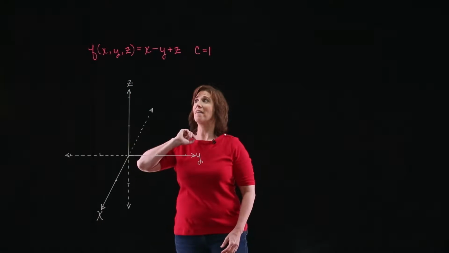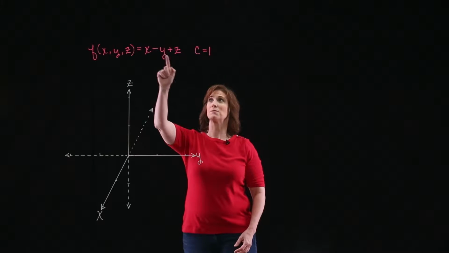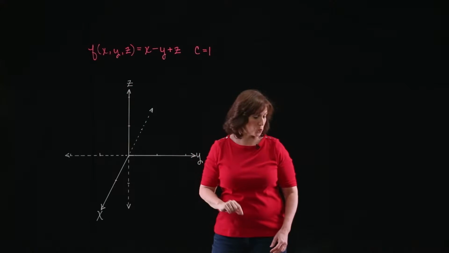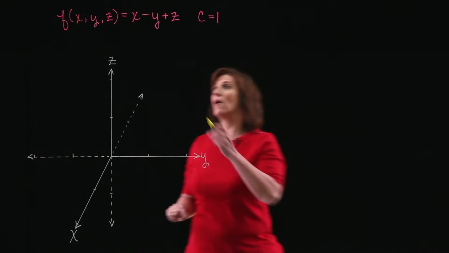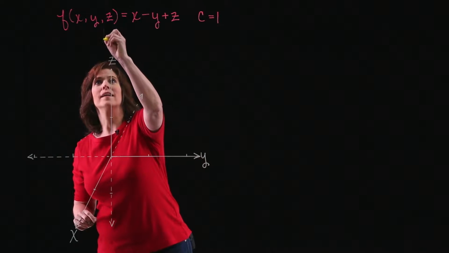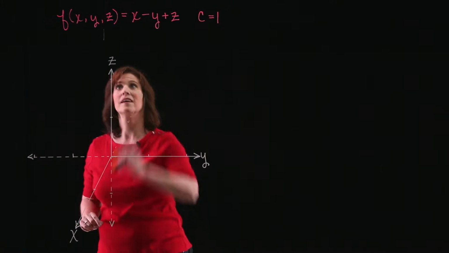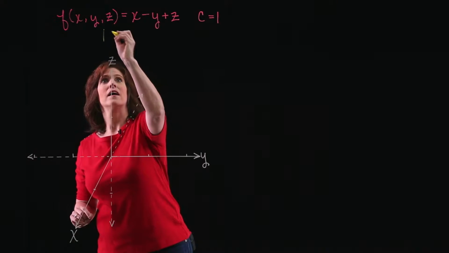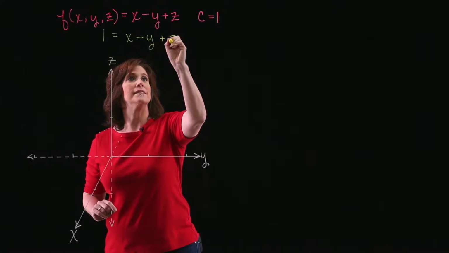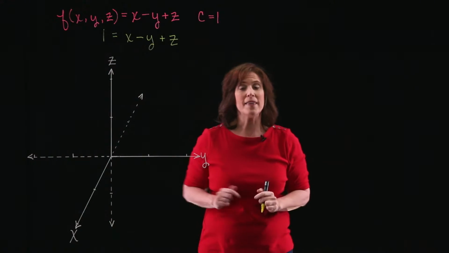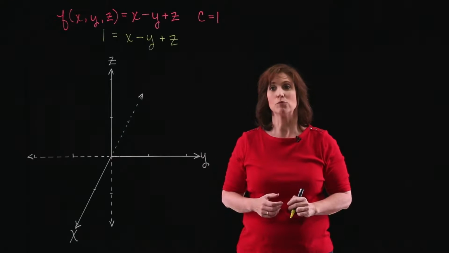In this example, we're going to describe and sketch the graph of the level surface described by my function f of x, y, and z equals x minus y plus z when c is 1. So let's begin by letting c equal 1. So I'm going to have the equation 1 equals x minus y plus z. Now, to see what that surface looks like, I'm going to look at some traces.